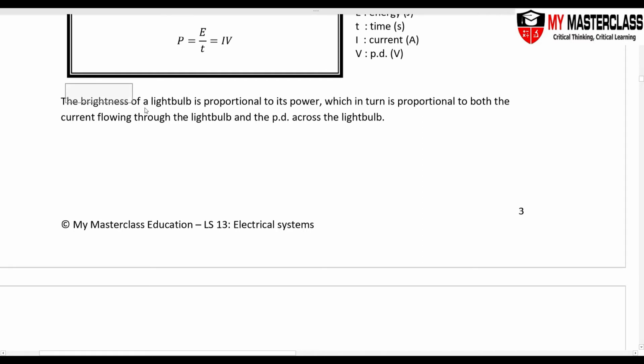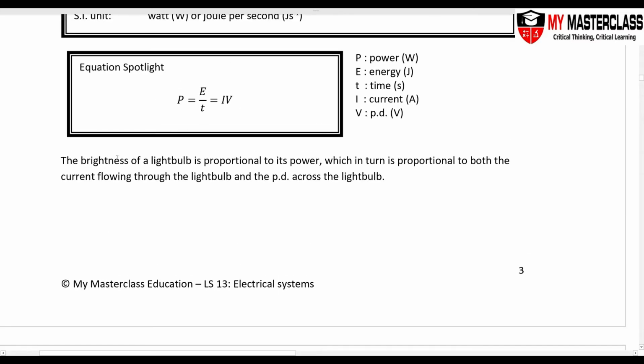How bright a light bulb is depends on its power. So how much current and how much voltage is going through the light bulb will determine its brightness. And this is also applicable for other things. For example, how fast the fan is spinning depends on how much current and how much voltage is passing through the fan. Or say how hot a heating element gets depends on the current and potential difference.